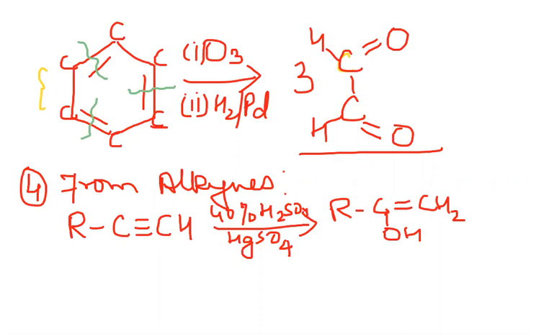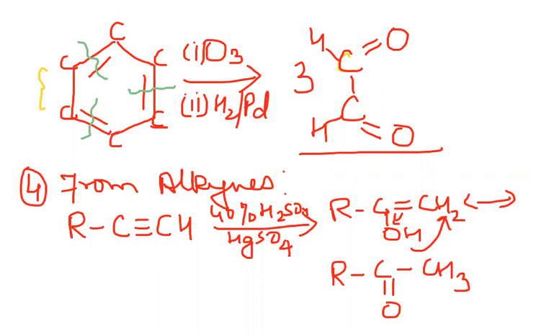Now, this enol will undergo tautomerism. It is one phenomenon that you study under isomerism, and it's going to change to that, whereby the H will move here, and the double bond is going to move here. So what you are going to get is an R, C double bond O, and a CH3. This is a more stable form of the keto-enol tautomerism, where the keto compounds are considered to be more stable, and that is why it tautomerizes to this form.